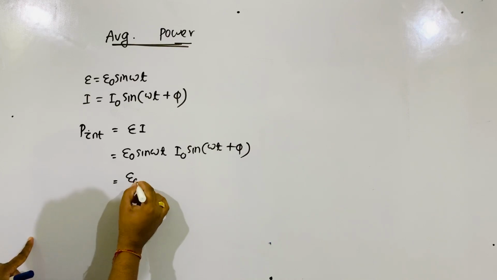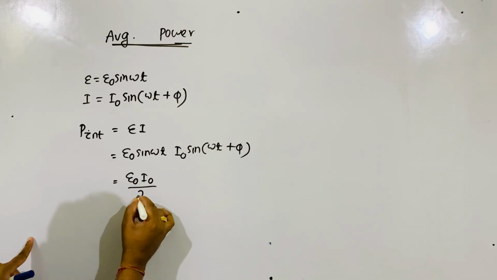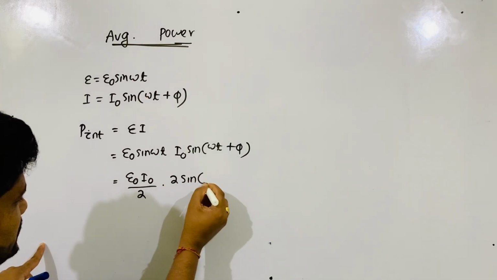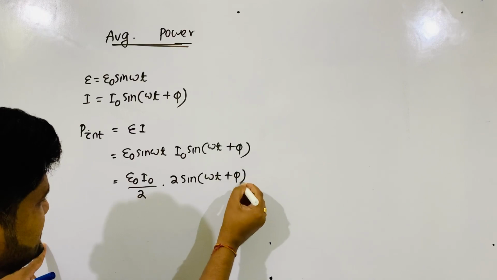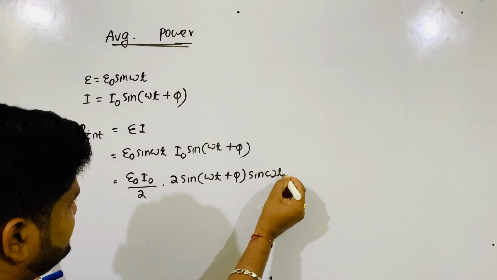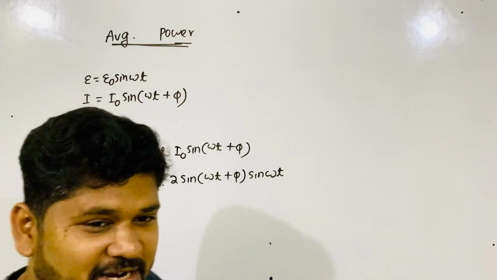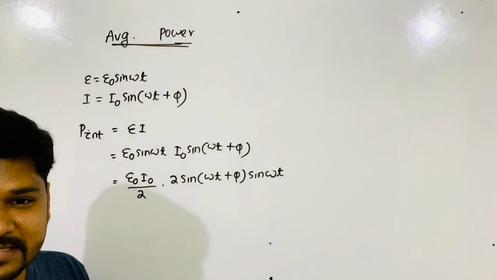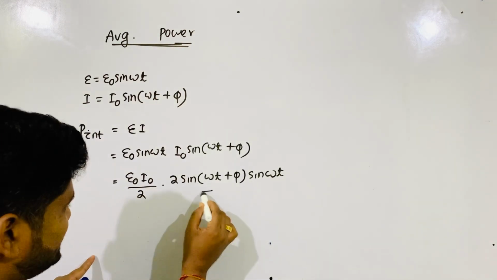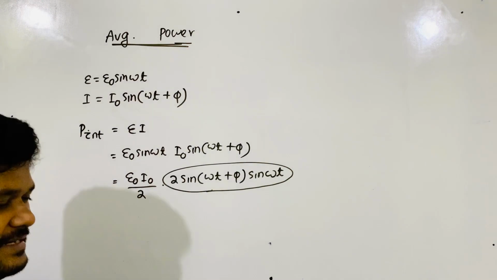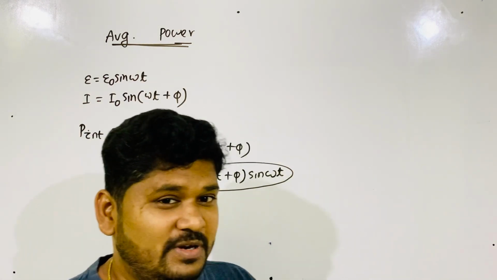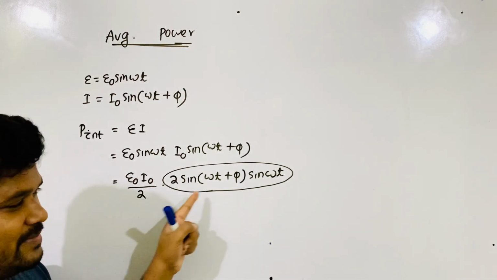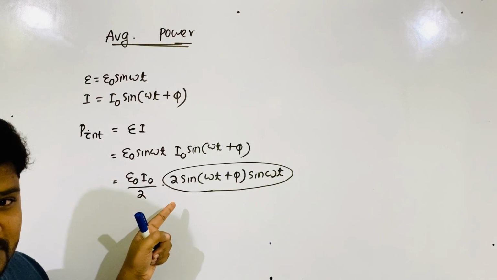So now it's coming E naught I naught. Let's do one thing: divide by 2 and multiply by 2 and keep it like this. A question may come to your mind, sir, why are you multiplying and dividing by 2? Because I am going to use one trigonometric relation here. You already know the formula. Can you think which formula I am going to use?